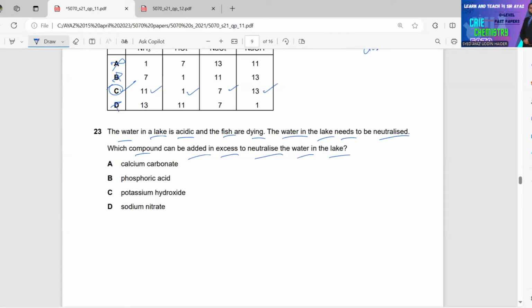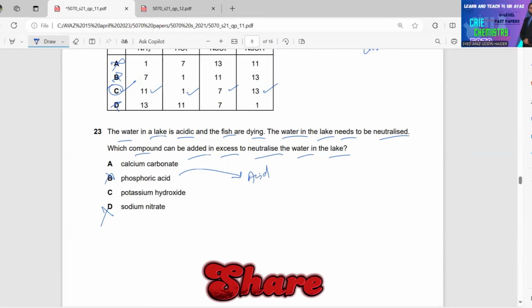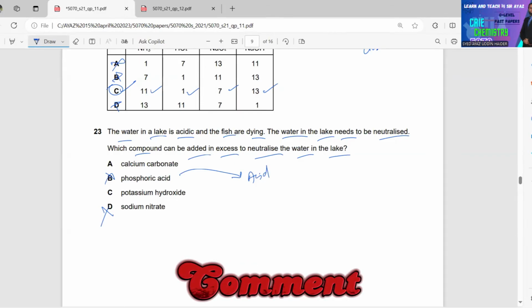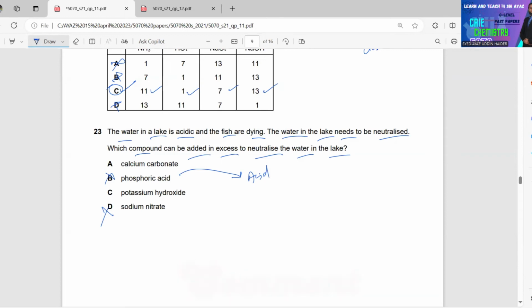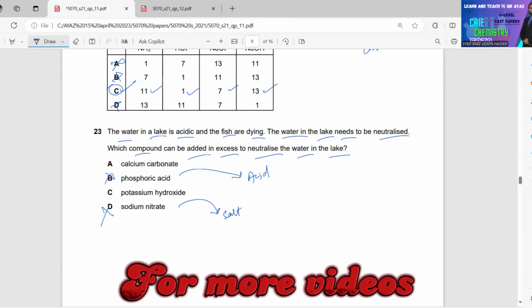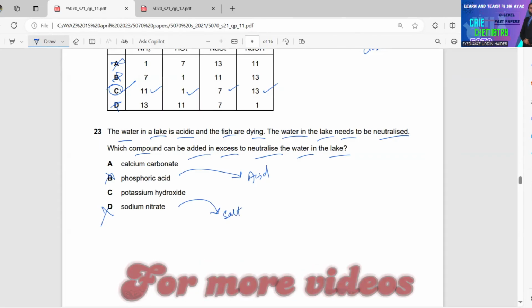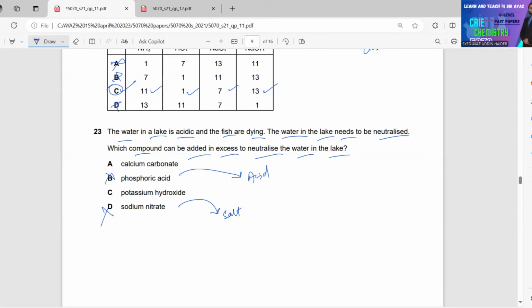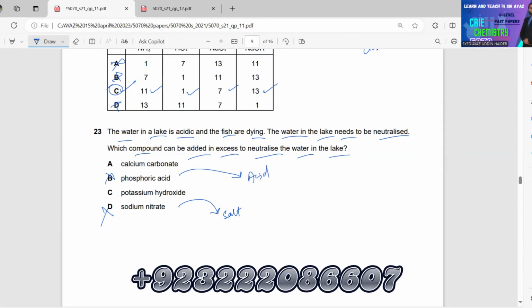Both phosphoric acid and sodium nitrate are incorrect because phosphoric acid is an acid. It will decrease the pH. It won't neutralize the water. What about sodium nitrate? Sodium nitrate is a salt, so it won't have any effect on the acidic nature of the lake. We are left with calcium carbonate and potassium hydroxide.